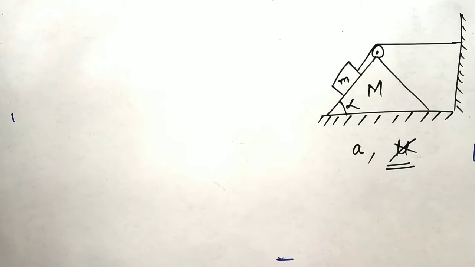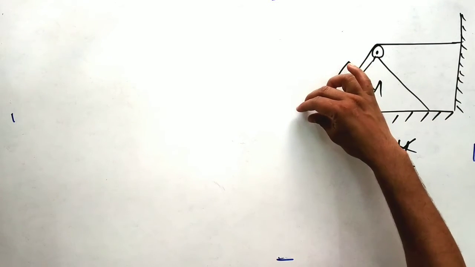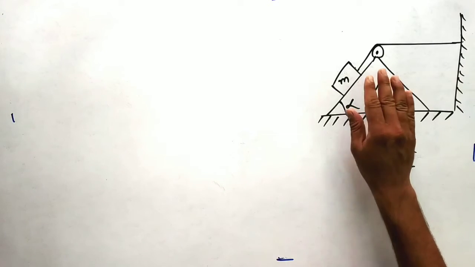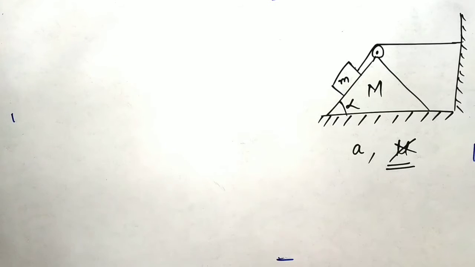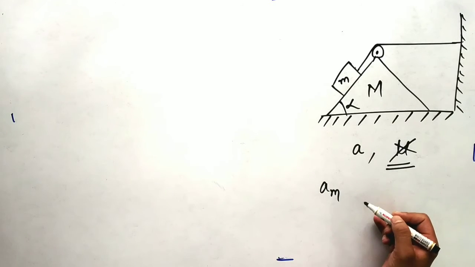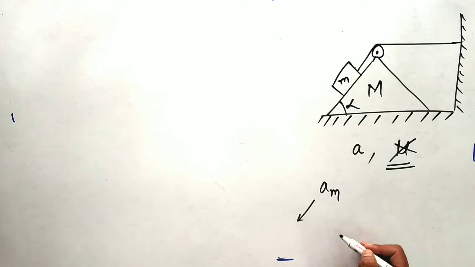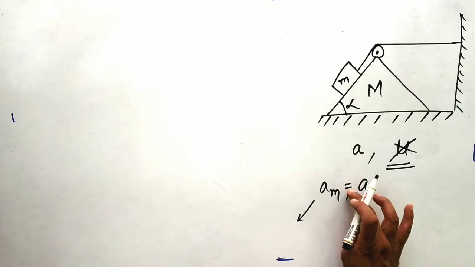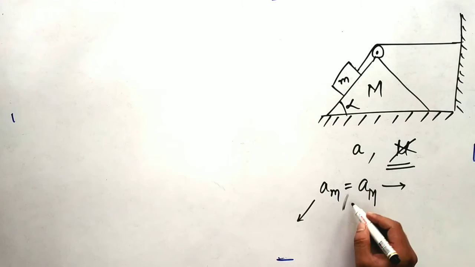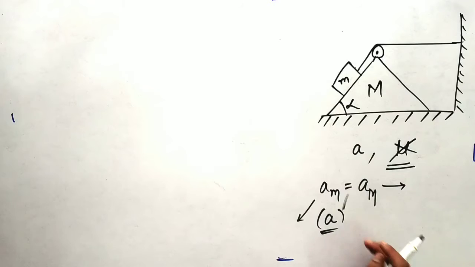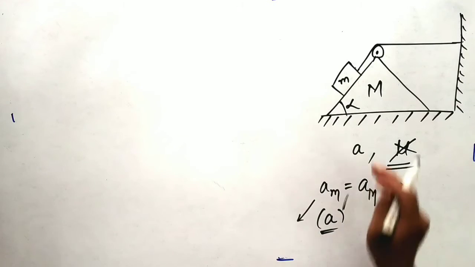We should keep in mind that if this block moves a distance of 1 inch or 1 centimeter downwards, this block is pushed the same distance towards the right. If this comes down 1 centimeter, this moves 1 centimeter that way, which helps us come to the conclusion that the acceleration of m, the small mass, this way is equal to the acceleration of the capital mass M this way. So we'll name this acceleration, which is equal for both, as A. We'll use this concept to solve the problem.